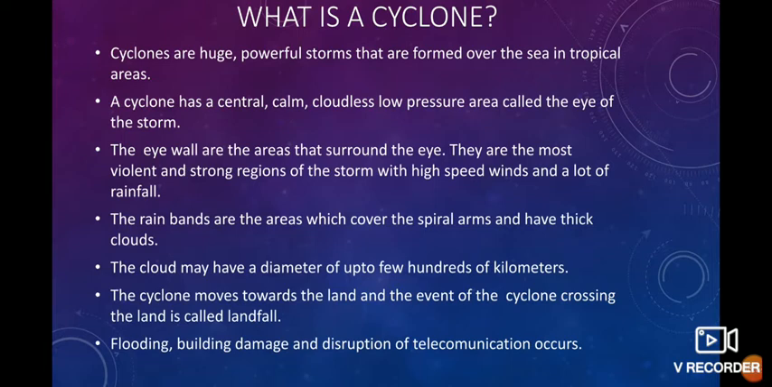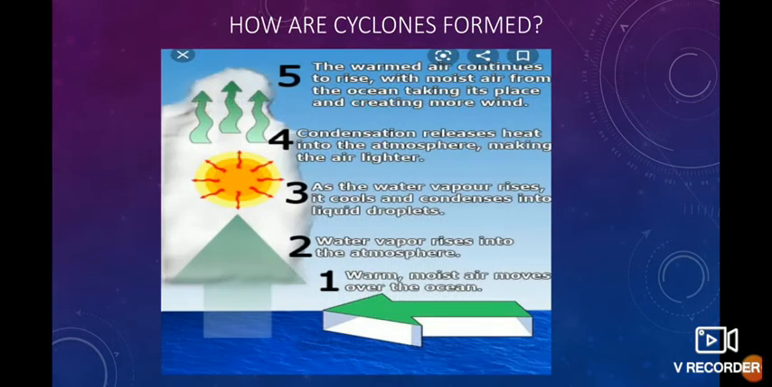A lot of damage is caused due to cyclones. There could be flooding, and damage to buildings and roads. Bridges get washed away. Then there is disruption of communications because of the falling down of trees and poles, electricity poles or telecommunication poles. Let us see how cyclones are formed.